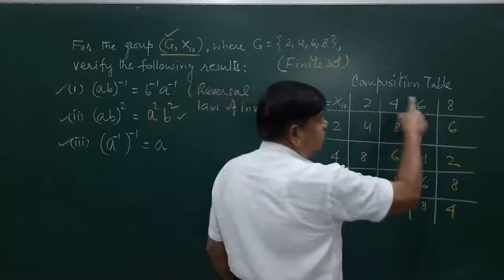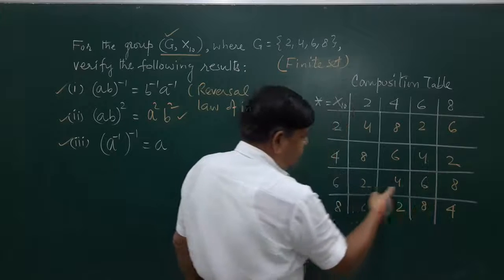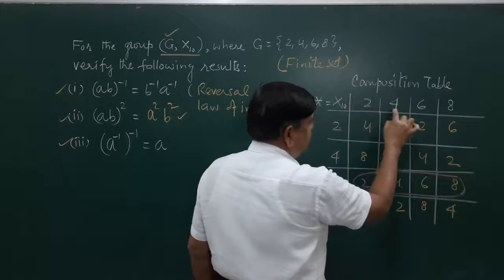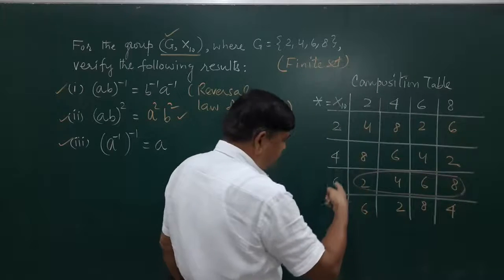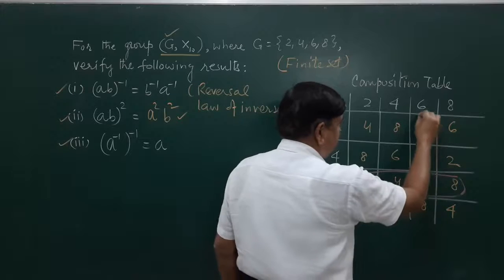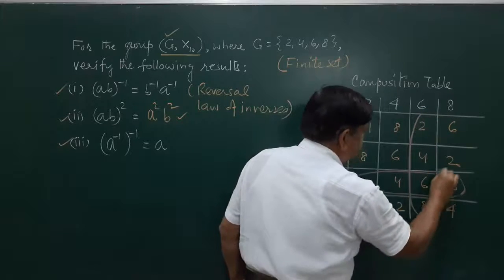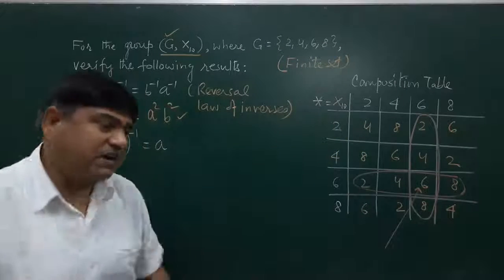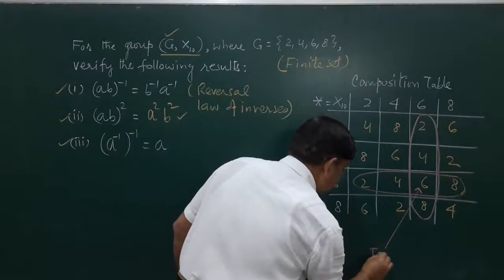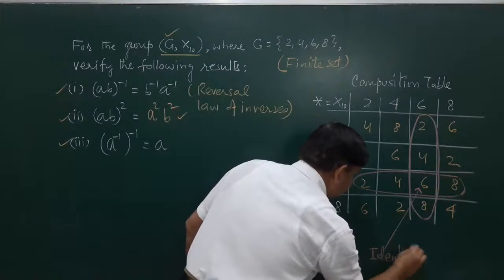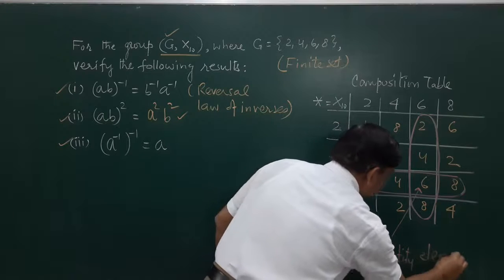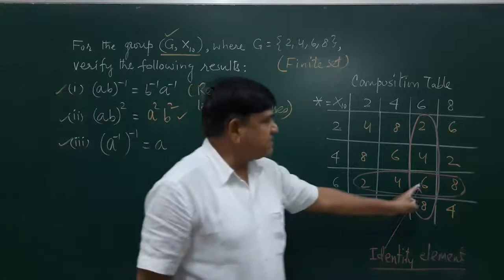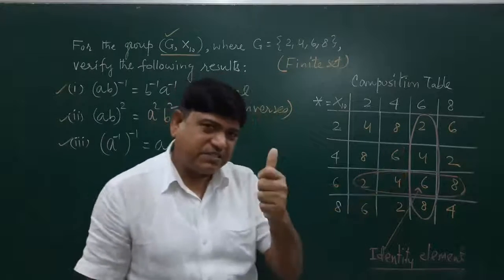Then the first row, top row, is 2, 4, 6, 8. Here it is 2, 4, 6, 8, identical. Then 2, 4, 6, 8 again. Look at this. So the intersection is this one. This is the common part. This is the identity element. Six is the identity element. Okay, so this is the way to calculate it.